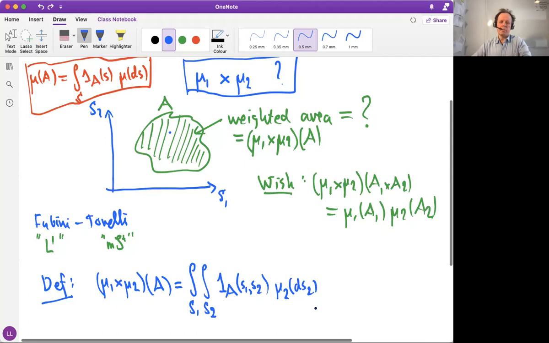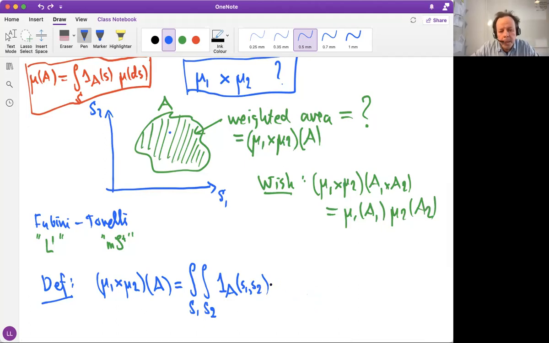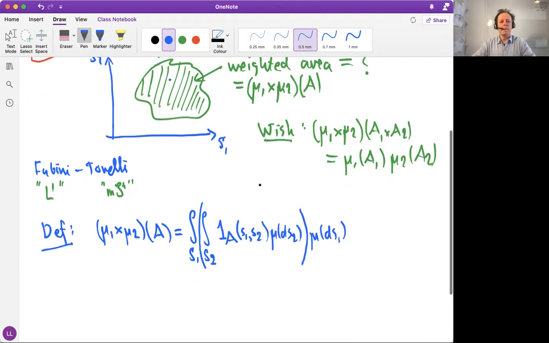Actually, we need a bit more space. Let me try to be more economical. Let's put it there. And then we make a parenthesis. Think about this way of the integral.